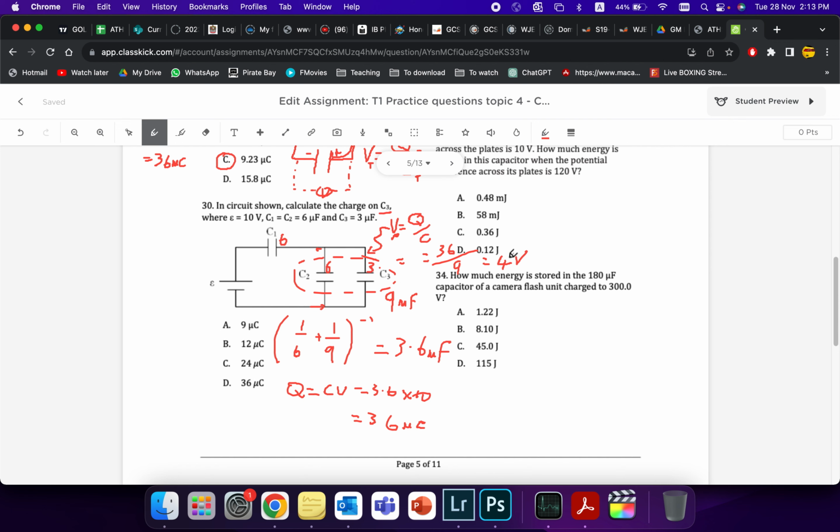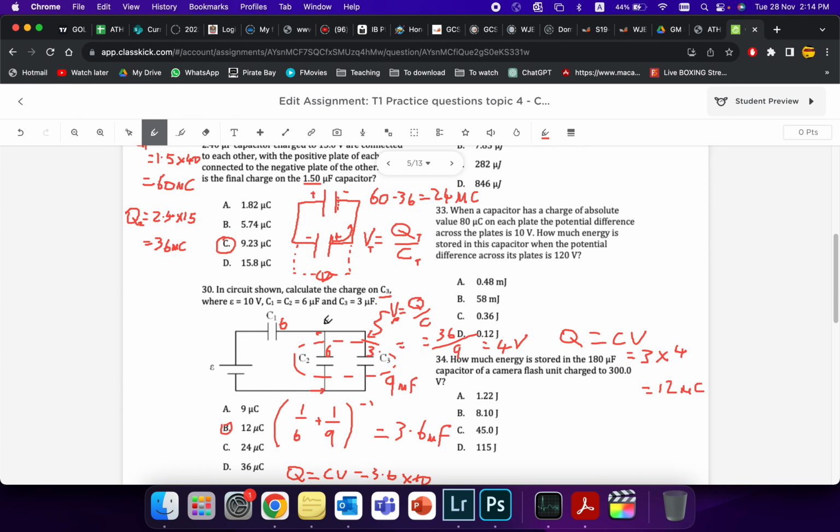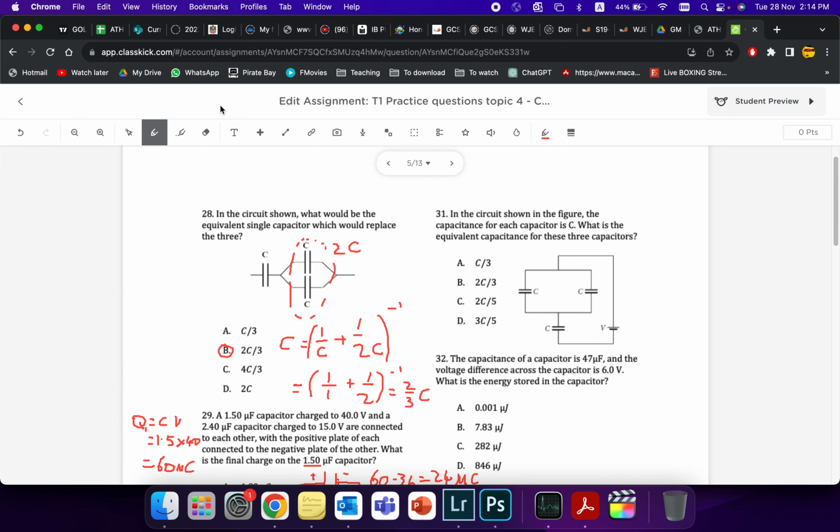So, continuing from this, Q equals CV, specifically C3, C3 being 3 micro, multiply that by 4, 3 micro times 4, of course 3 times 4 is 12 micro. The final answer in this case will now be 12 microcoulombs, which is B. Okay, very easy. It takes a few steps, but it's not difficult. All right, so moving on to the next question.